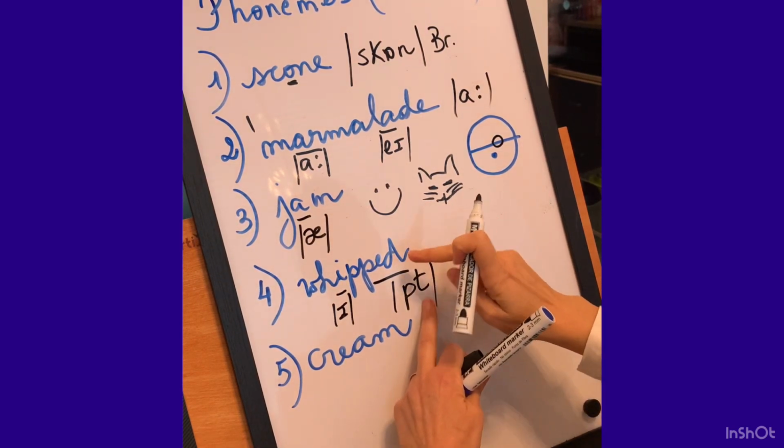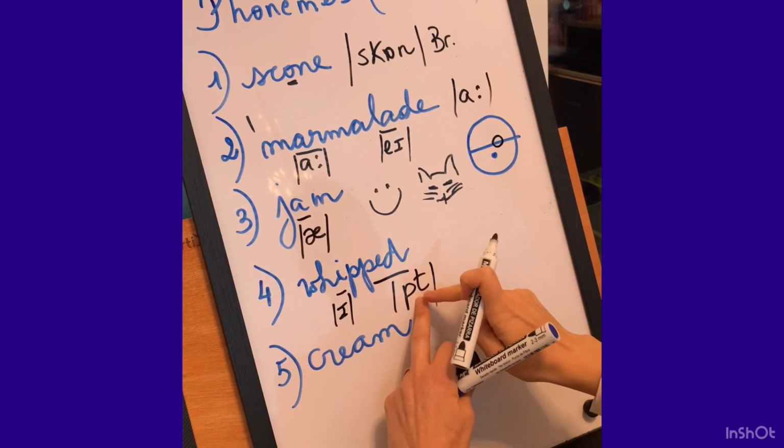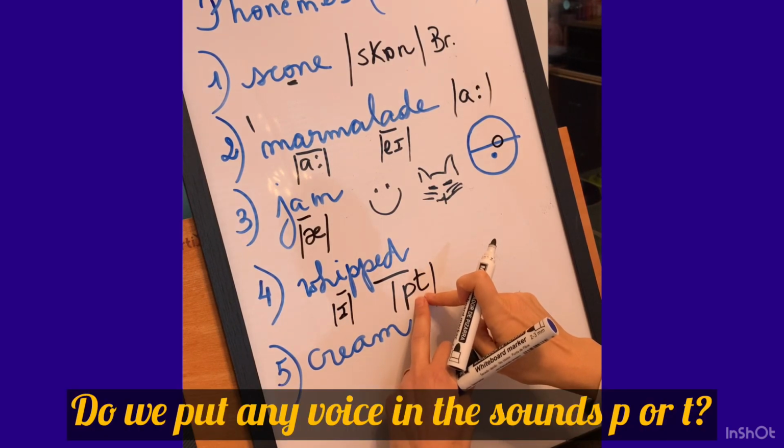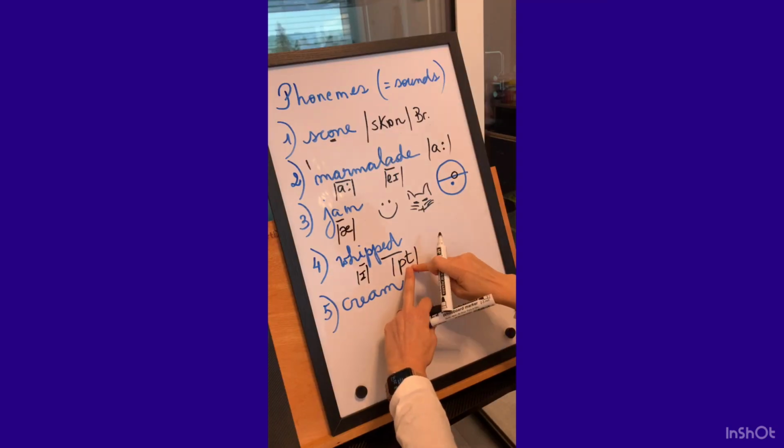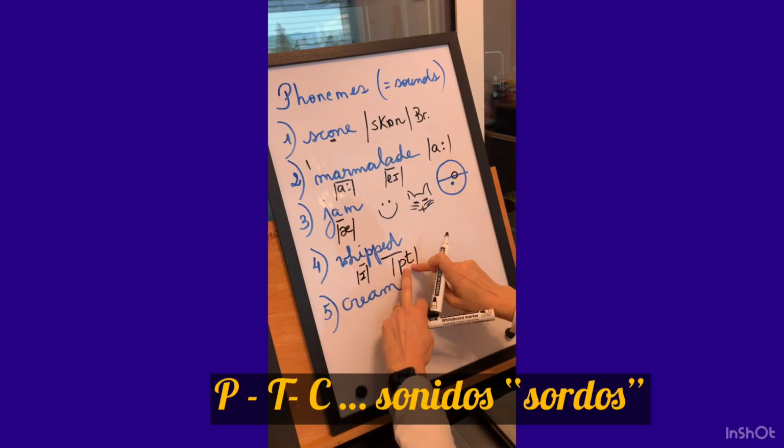Do we put any voice here in p, t? No. ¿No es cierto? ¿No es cierto que no? ¿No es cierto que no? No le ponemos nada de voz. Es un sonido sordo, tanto la P como la T.